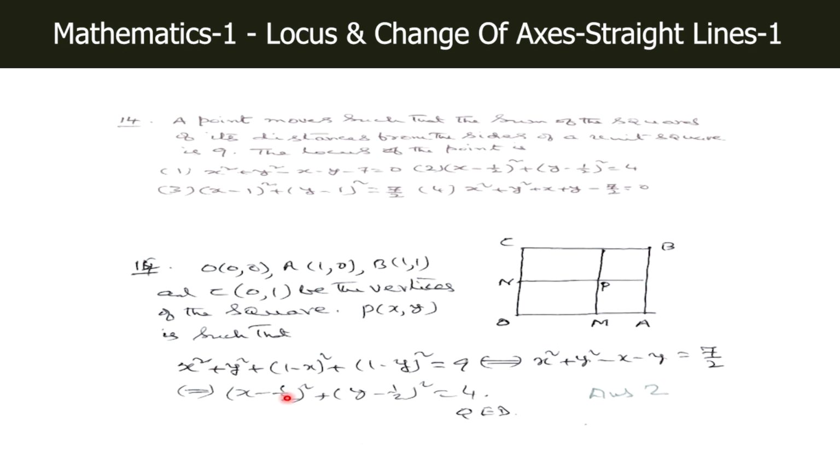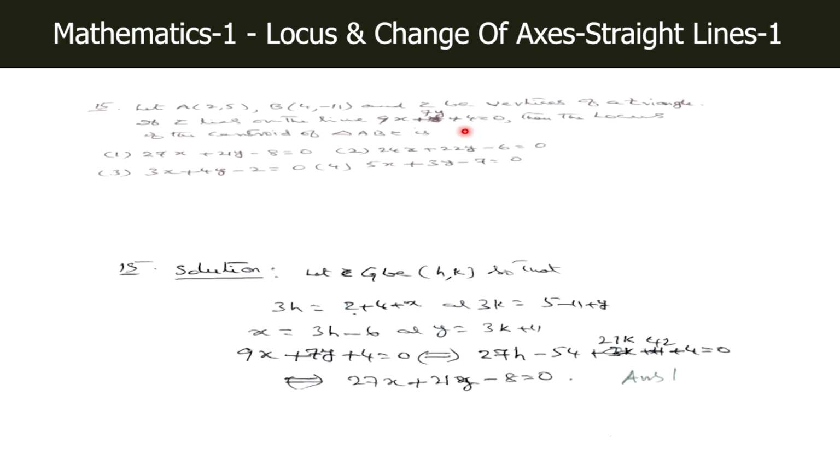So, by hypothesis, PA square plus PB square, so x square plus y square plus (1 minus x) whole square plus (1 minus y) whole square is equal to 9, or x square plus y square minus x minus y is equal to 7 by 2. This can also be written as (x minus half) whole square plus (y minus half) whole square is equal to 4, which is nothing but a circle with center at (half, half) and radius 2. So, the answer is 2.